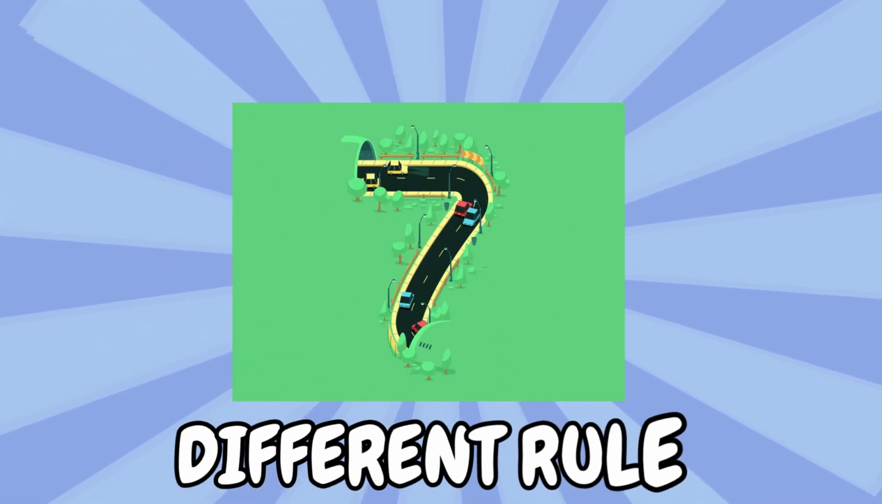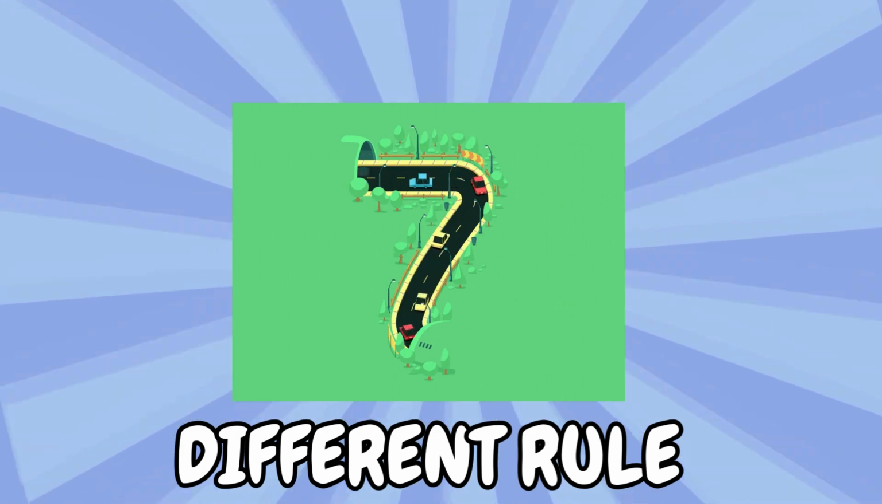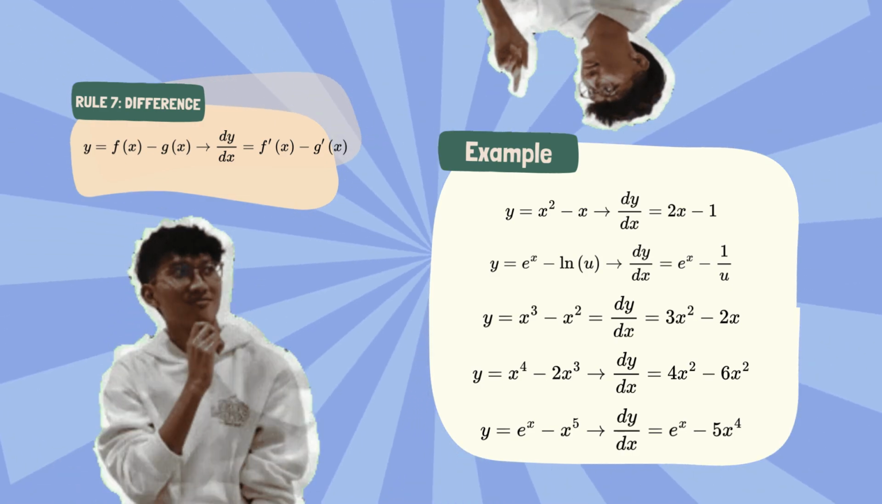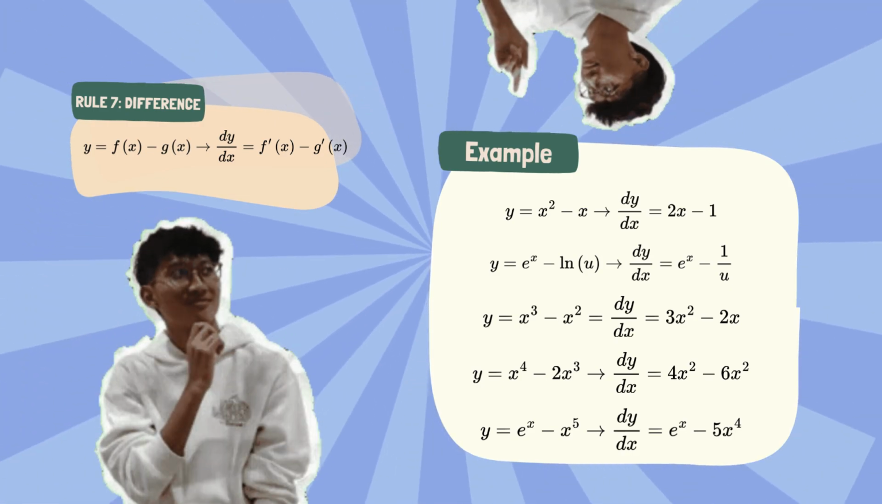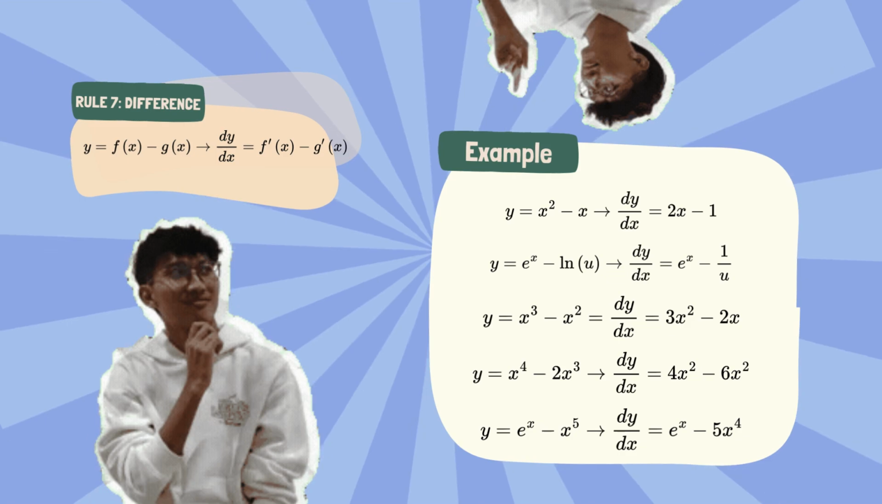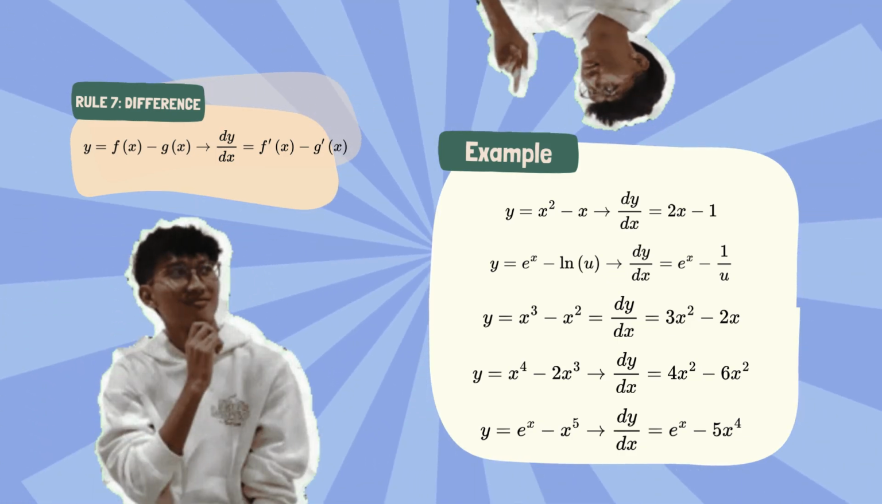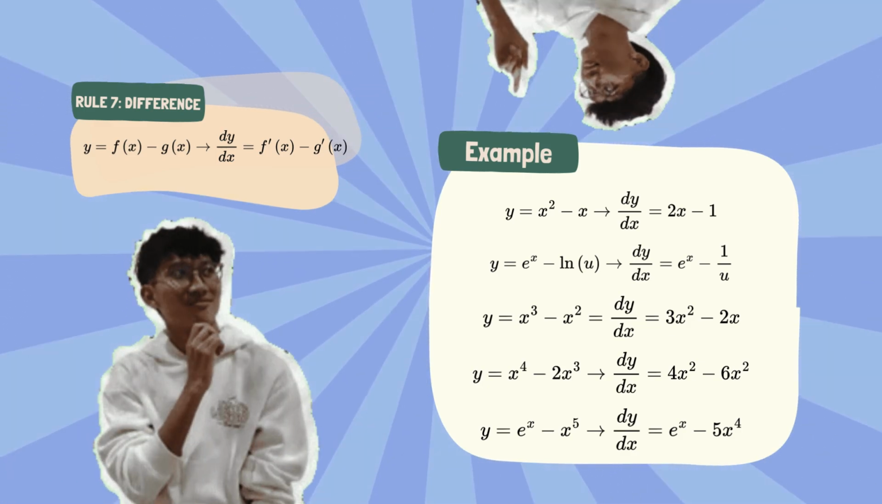Next one is rule number 7, which is the difference rule. This rule is exactly the same as rule number 6, which is you have to differentiate it separately. But the difference is, instead of addition, we use subtraction in the equation. The examples are also the same as rule number 6.